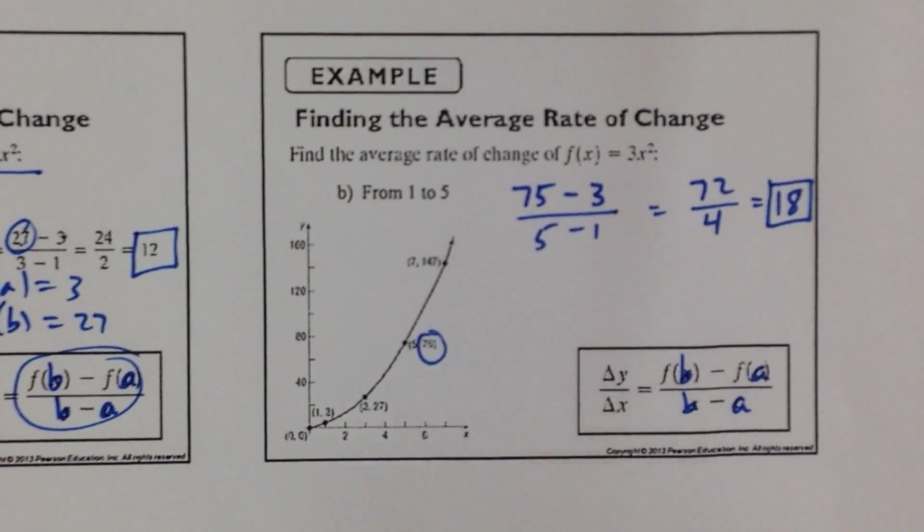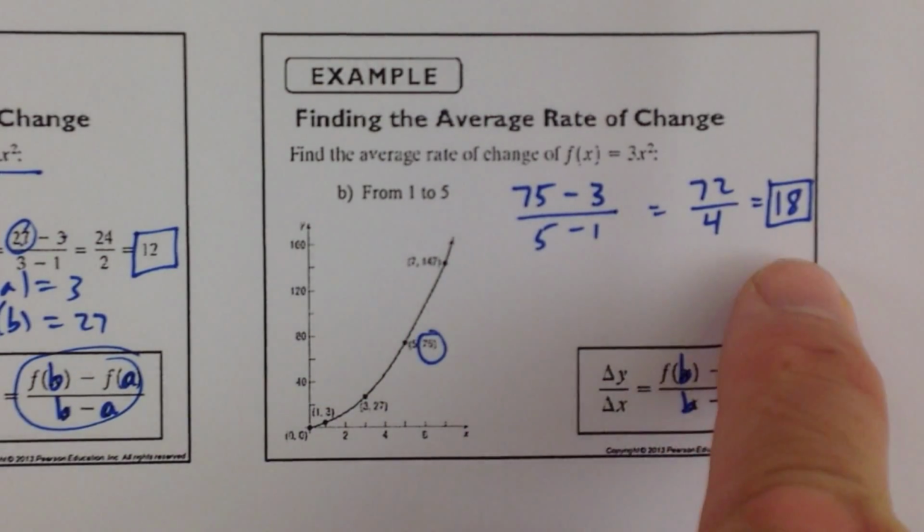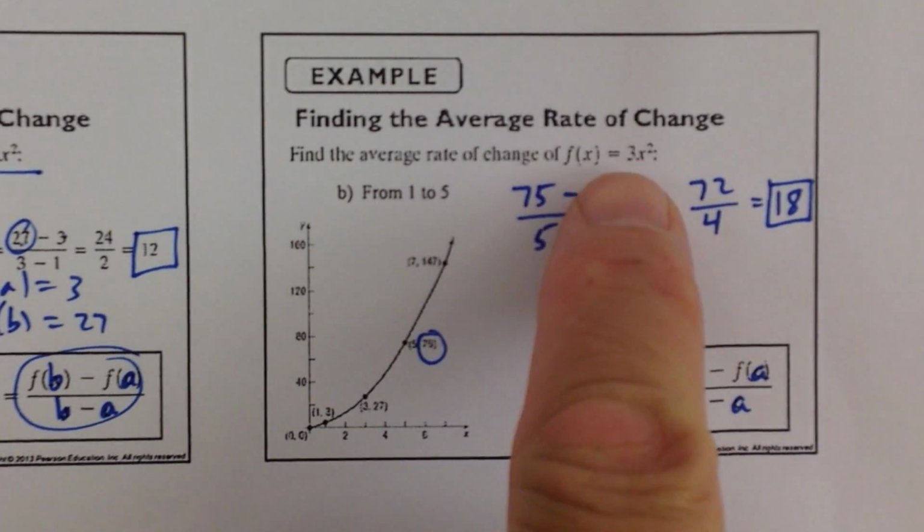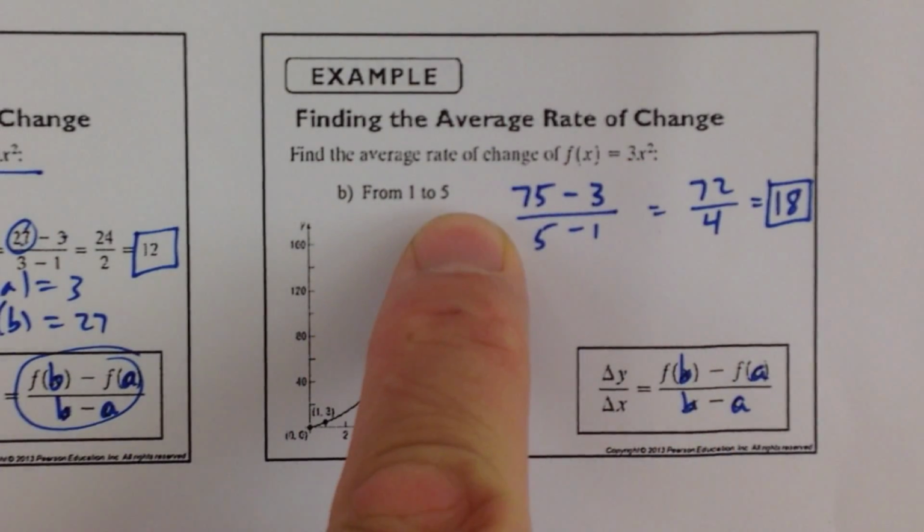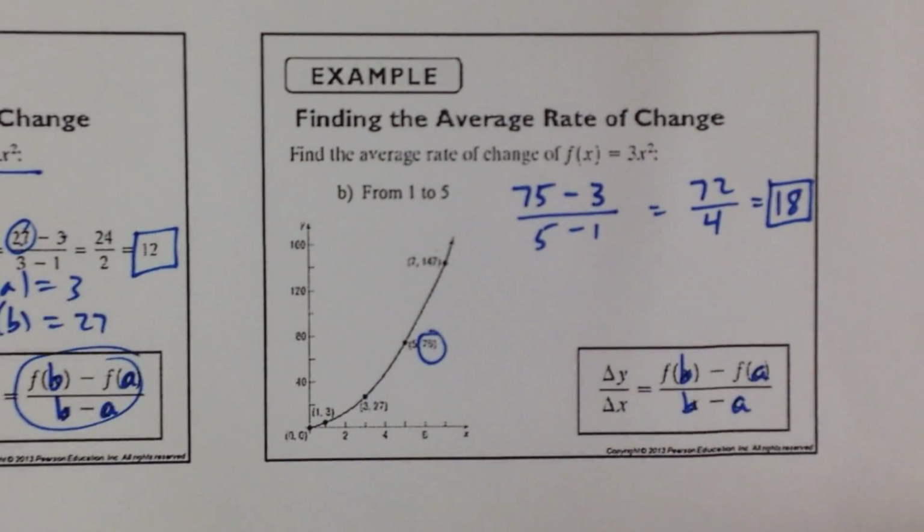But anyway, here's the example that we just did, that you just did hopefully. And hopefully you got 18 as the average rate of change of this same function, but from 1 to 5 instead of from 1 to 3. Okay? And then finally our last page, this should take just a moment.